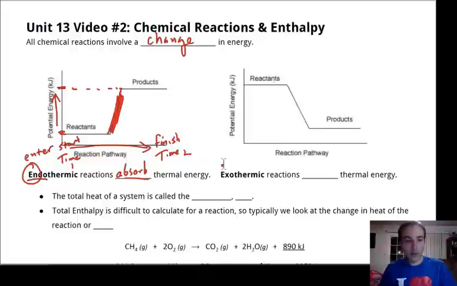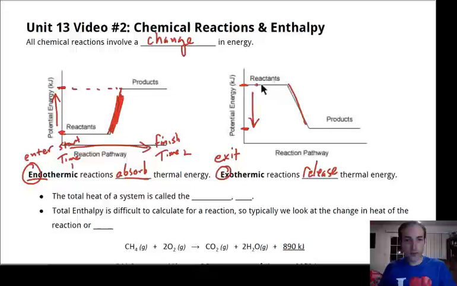Okay? Now the opposite of that would be an exothermic reaction, and I think of the "ex" in exothermic as standing for exiting. So in an exothermic reaction, they actually release thermal energy. And you can see that in this graph where we have the reactants, which have a potential energy up here, and the products have a lower potential energy. So we've actually lost or released energy over the course of the reaction. Okay, so that's endothermic, exothermic.